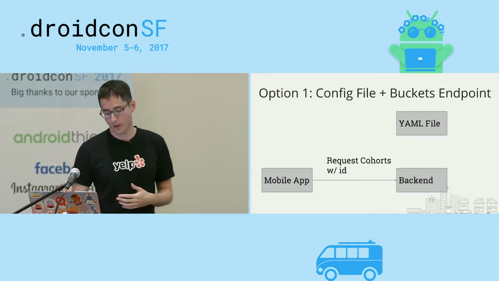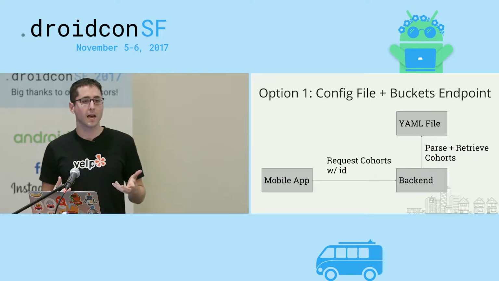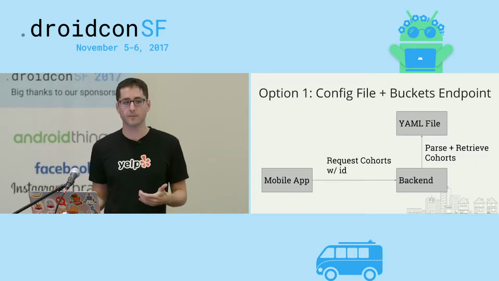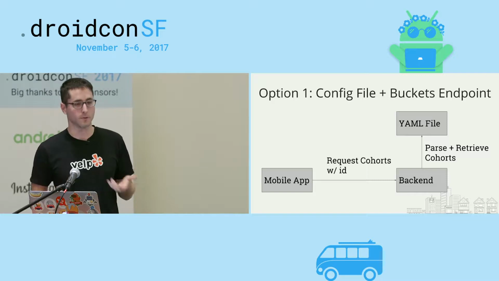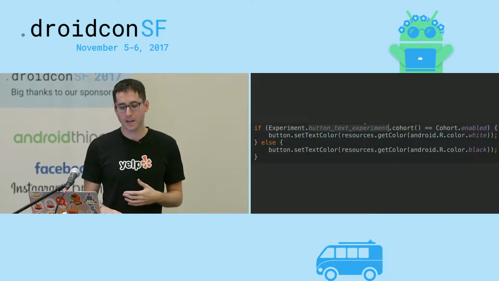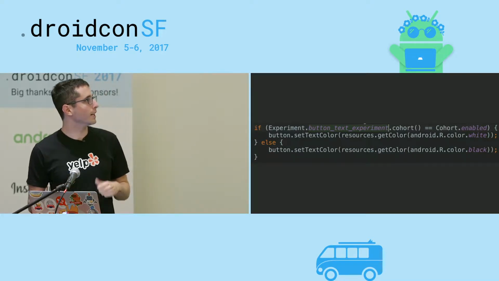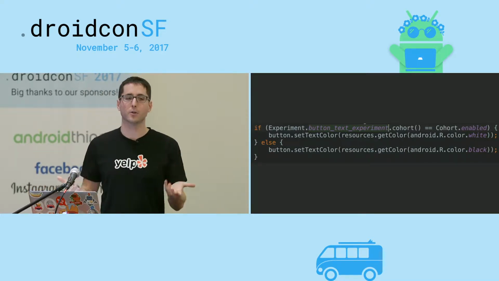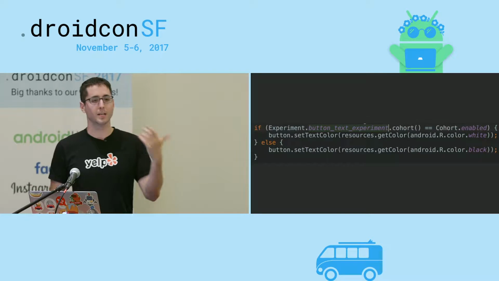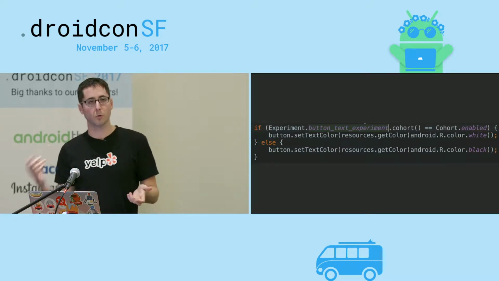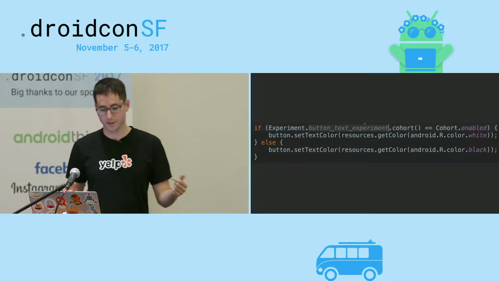That backend will go and parse some sort of YAML file, and it will then send that identifier through the hashing function, and it'll retrieve all the cohorts for that user. Then on your application, oh, you can see this, sweet, contrast plus plus. On your application, you're going to have code that looks something like this. You're going to say, if my user's in the enabled cohort, show them white text, otherwise show them black text.